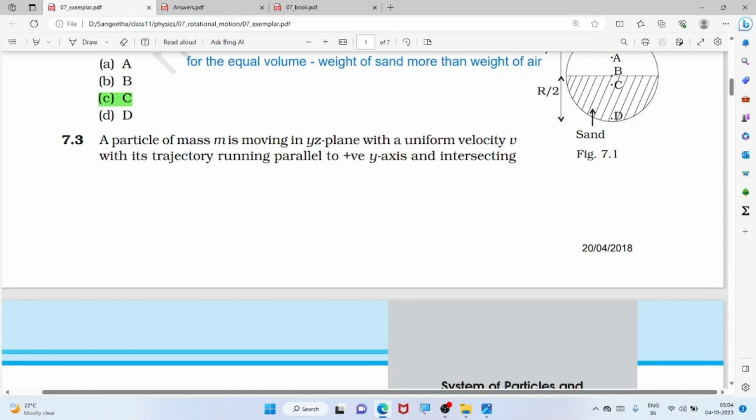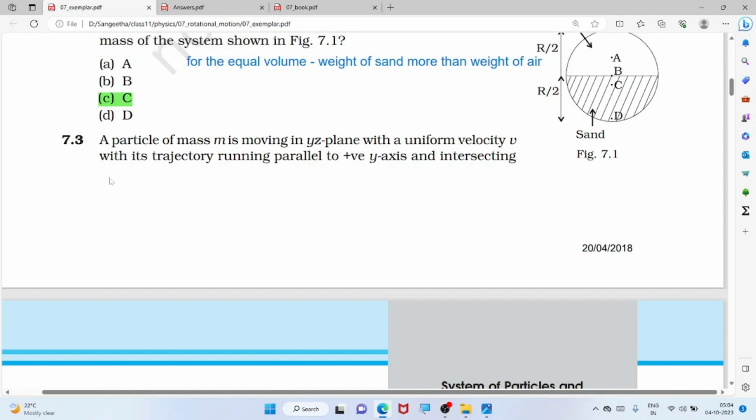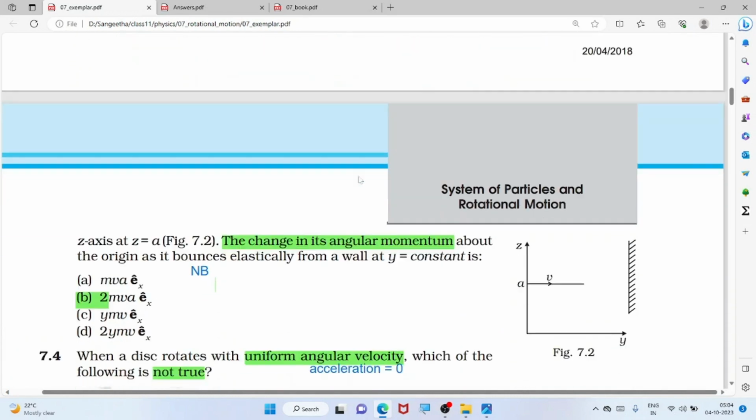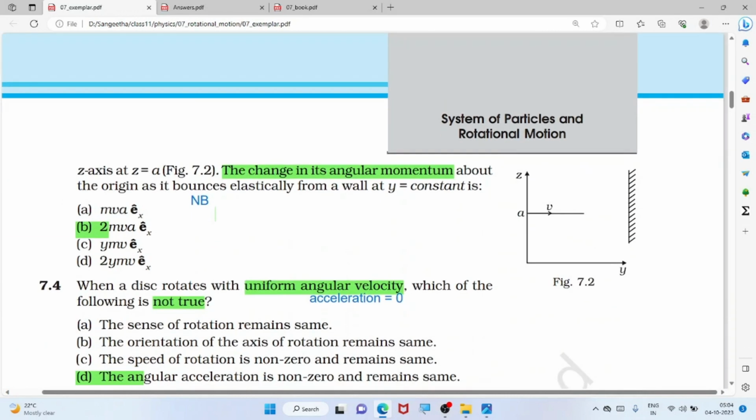A particle of mass m is moving in the yz plane with uniform velocity, and its trajectory runs parallel to the positive axis, intersecting. The change in angular momentum about the origin, they are asking. It bounces elastically.